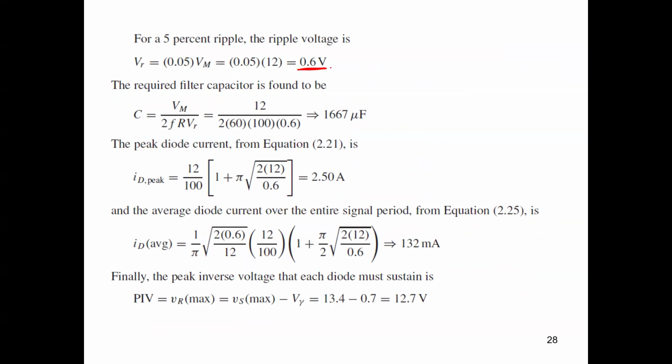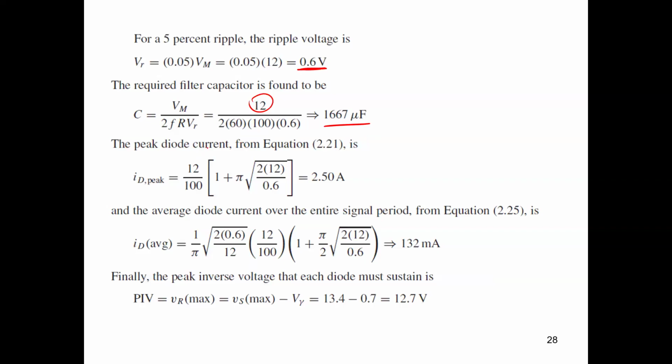Simply, you can use the relation now. You have V out equals 12, frequency equals 60, the resistance is 100 ohm, and the ripple volt is 0.6, so you can make sizing for your capacitor. So the capacitor is 1667 microfarad or 1.6 millifarad. Okay. Now, we made sizing for the capacitor.